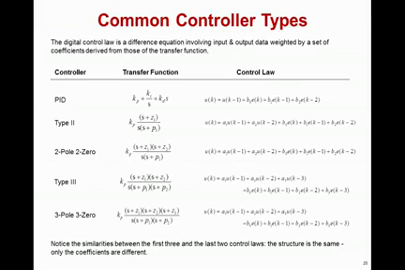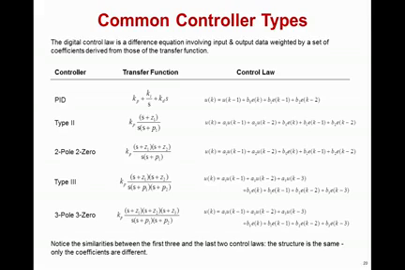There are several typical common controller types. They're listed on the left-hand side of the screen, and the known transfer function for these is listed as well. This is then converted to the control law equivalent in the digital domain. You'll notice that there are quite a few similarities between the control law functions in the digital domain, regardless of the type of controller that's used. This means that in the digital domain, very little modification is needed in the code in order to switch between the different types of controllers shown on the left-hand side.